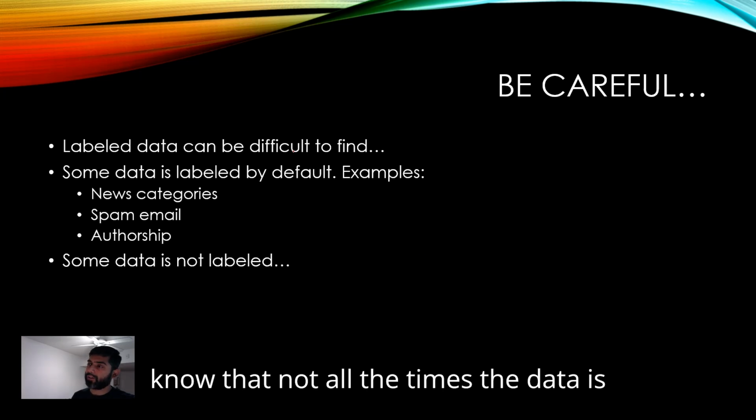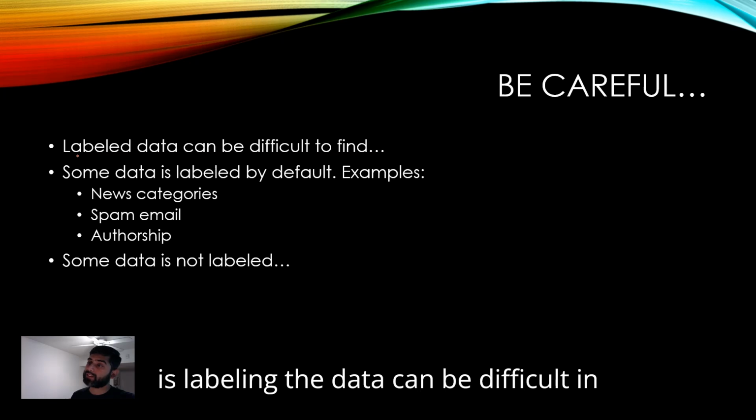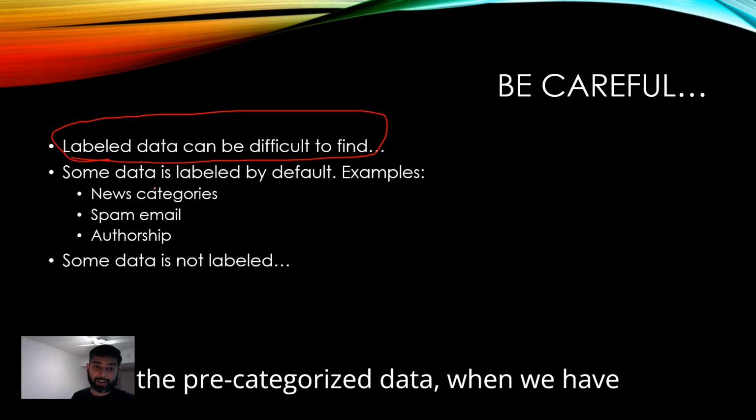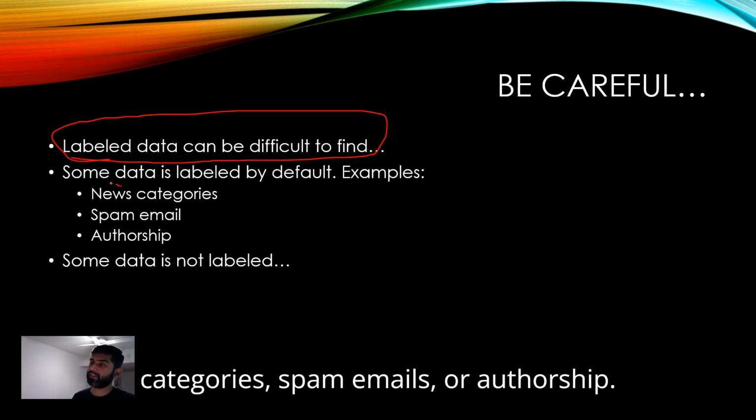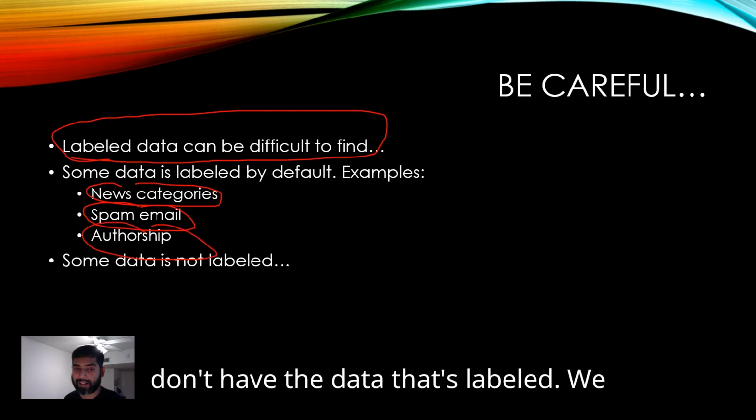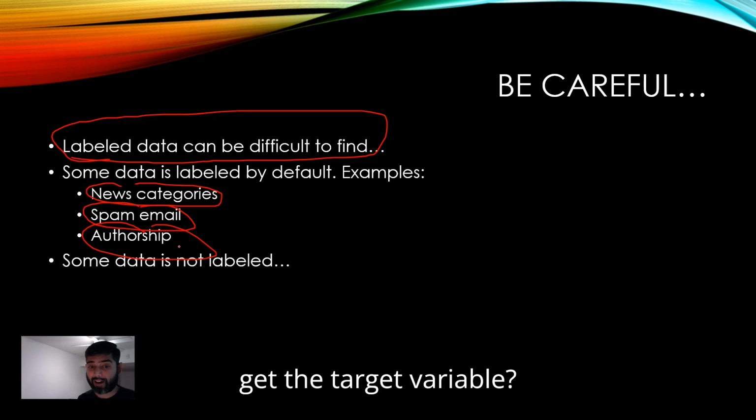Now, know that not all the time is the data labeled. The other problem is labeling the data can be difficult in real life. Most of the time, the pre-categorized data, when we have it, would typically fall in categories, for example, news categories, spam emails, or authorship. But a lot of times, the challenge is we don't have data that's labeled. We don't know the target variable. How do we get the target variable?